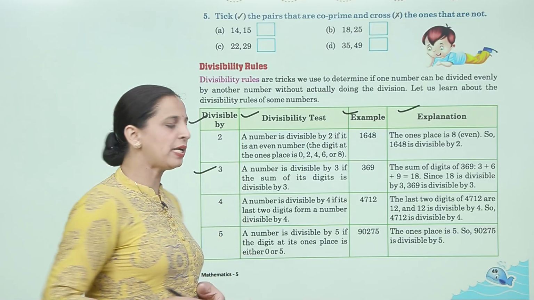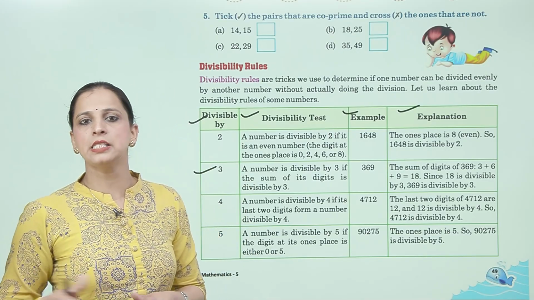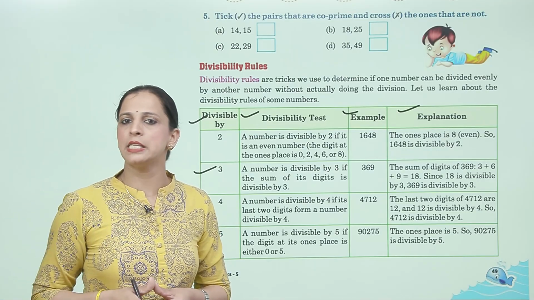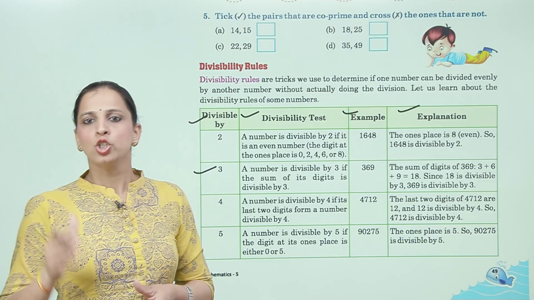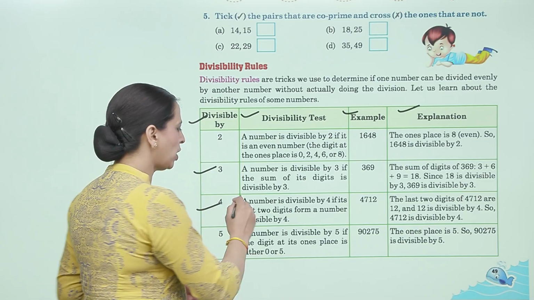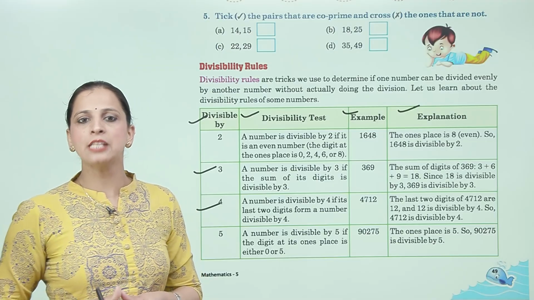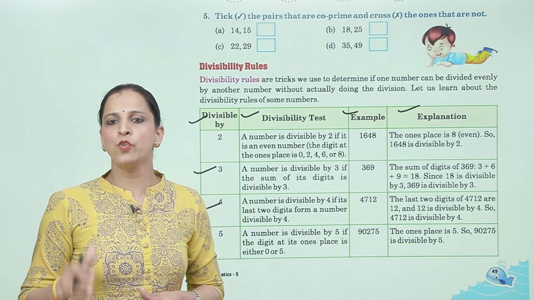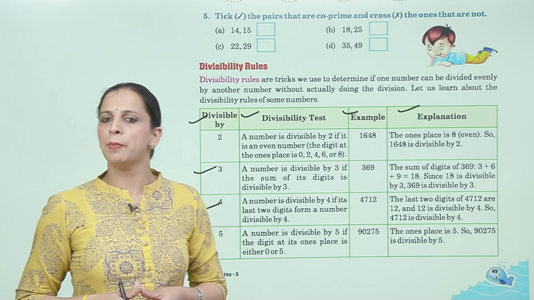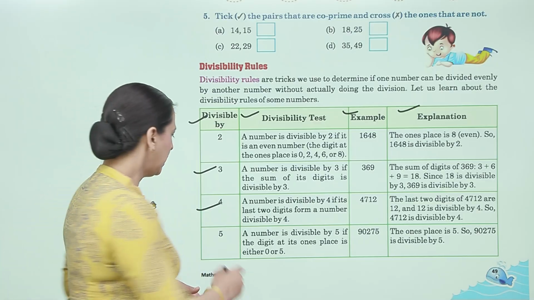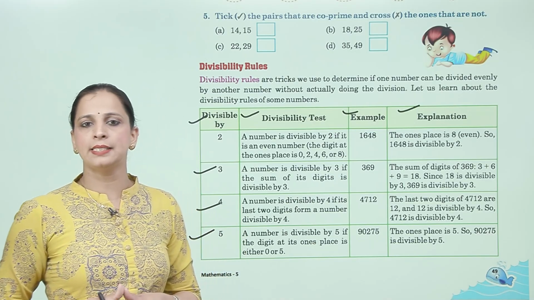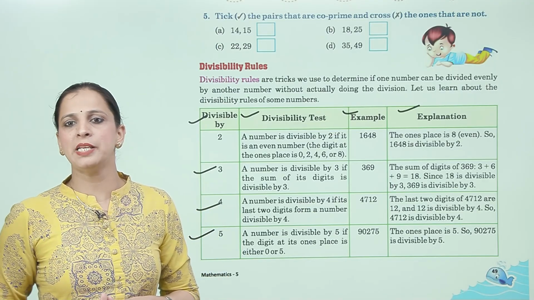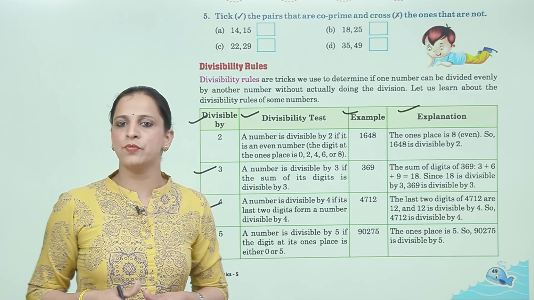Now next is 3. A number is divisible by 3 if the sum of its digits is divisible by 3. Example 369. The sum of the digits of 369 is 3 plus 6 plus 9 is 18. Since 18 is divisible by 3, 369 is divisible by 3. Now next is 4. A number is divisible by 4 if its last two digits form a number divisible by 4. Example 4712. The last two digits of 4712 are 12 and 12 is divisible by 4, so 4712 is divisible by 4. Next 5. A number is divisible by 5 if the digit at its ones place is either 0 or 5. Example 90275. The ones place is 5, so 90275 is divisible by 5.